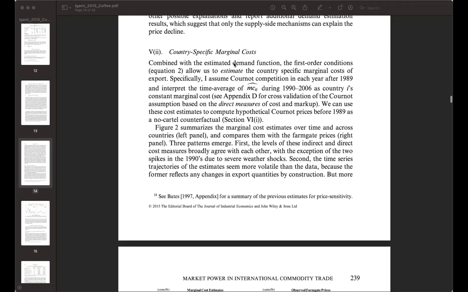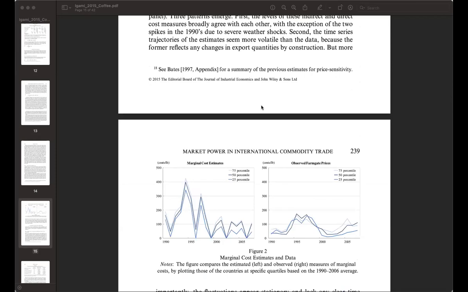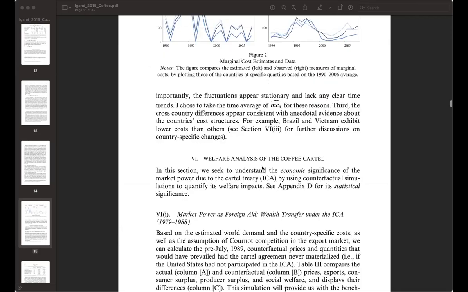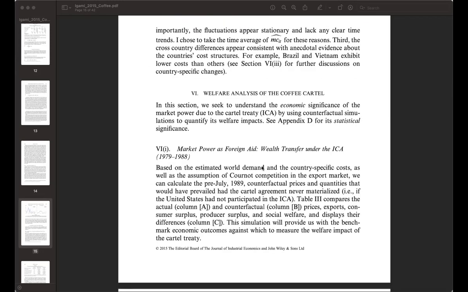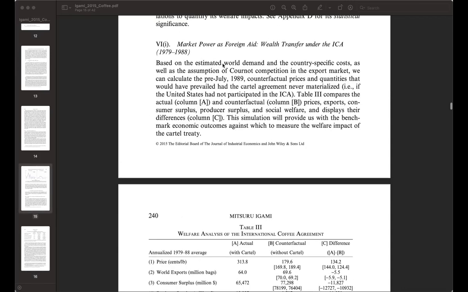Okay, combined with the estimated demand function, the first order conditions equation 2 allows us to estimate the country-specific marginal cost of exports. Okay. So this will allow you to get MC. Nandito na tayo. Based on the estimated world demand and the country-specific costs, as well as the assumption of Cournot competition in the export market, we can calculate the pre-July 1989 counterfactual prices and quantities that would have prevailed had the cartel agreement never materialized. I.e., if the United States had not participated in the ICA.